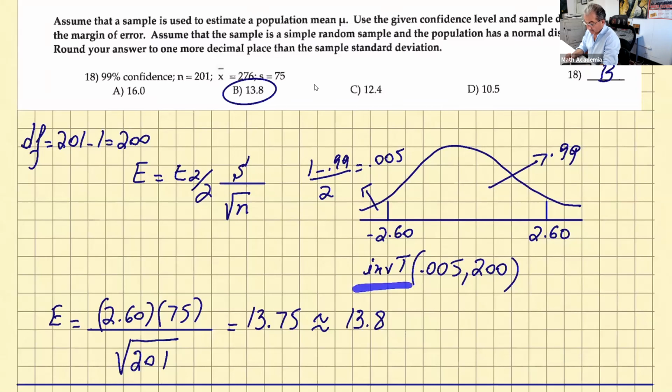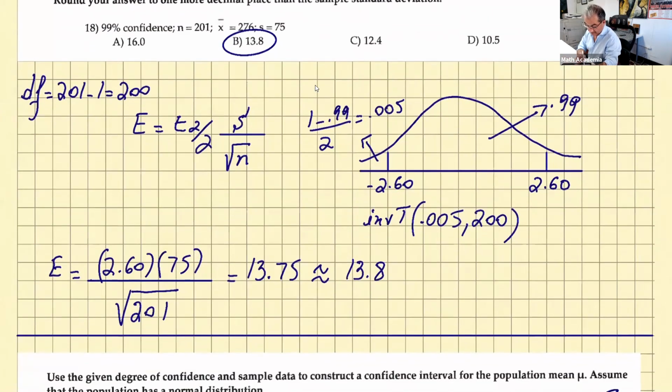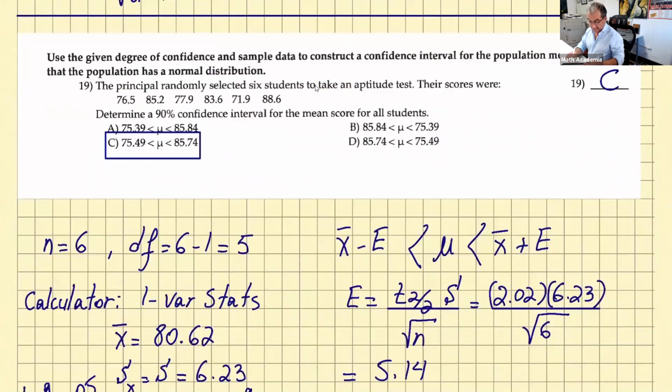Inverse t, 0.005 is the area, and 200 is the degrees of freedom, which is n minus 1. So then you use the positive number to find the margin of error, so it is 2.60. Again, that times 75, which is s, divided by square root of n. And you get 13.75. And again, the closest number in the answers is 13.8. So B is the answer.